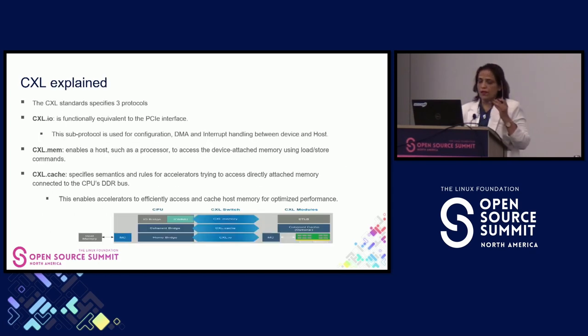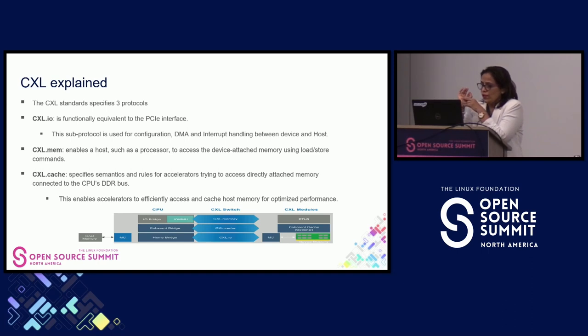Okay, so we'll look into the basics of this protocol. That's where we'll get better clarity on this. So the CXL standard specifies three protocols, CXL.io, CXL.mem, and CXL.cache. CXL.io basically provides functionality equivalent to the PCI interface, and it is used for configuration, DMA, and interrupt handling between the device and the host. Whereas the CXL.mem protocol enables hosts, such as the processor, to access device-attached memory using load and store semantics as such. And CXL.cache specifies the semantics and rules for accelerators trying to access the memory directly connected to the CPU.